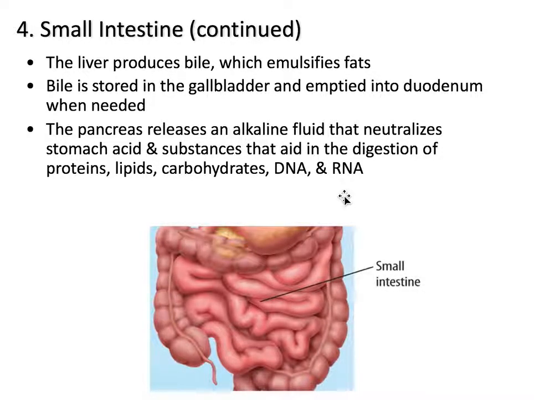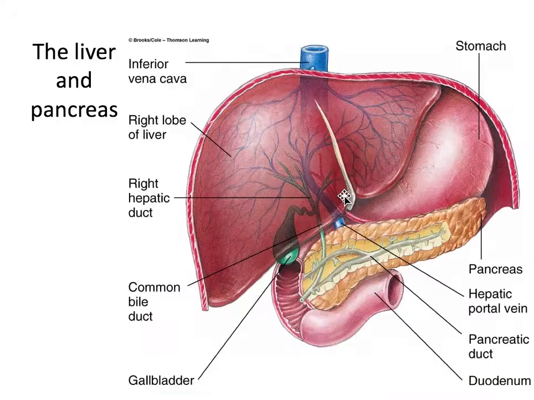The pancreas releases an alkaline fluid. If you remember, the stomach is very acidic. And when we get to the small intestine, we don't want that acidic environment anymore. So the pancreas releases this alkaline fluid to neutralize that stomach acid. And the pancreas is very important because it releases many, many enzymes that help with the digestion of proteins, lipids, carbohydrates, DNA, and RNA.